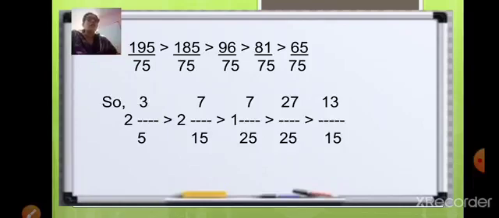So when you write it in descending order, you write it as 2 3 upon 5 will come first. Then 2 7 upon 15. Then 1 7 upon 25. Then 27 upon 25. And then 13 upon 15. That is, you are writing the fraction from bigger fraction to smaller fraction. Okay.